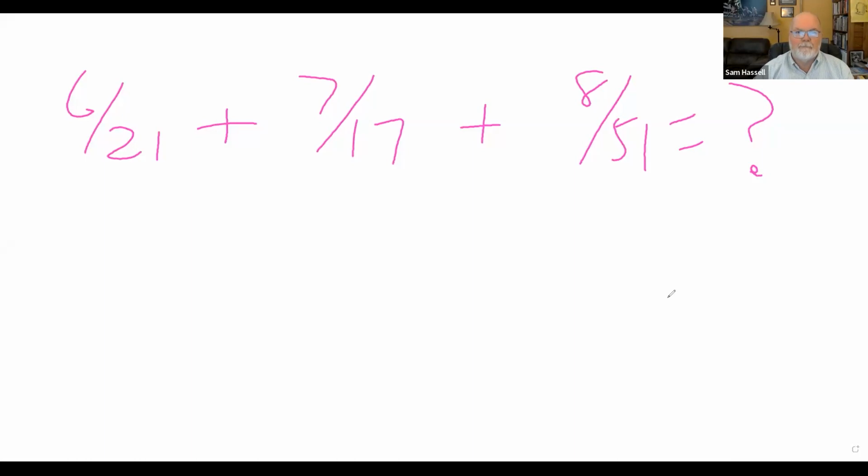Quick quiz, one question quiz. Here it is. I want to know what these three numbers added up to in decimal form. I want to know what these three numbers add up to in decimal form. I'll give you 1 minute to do it.